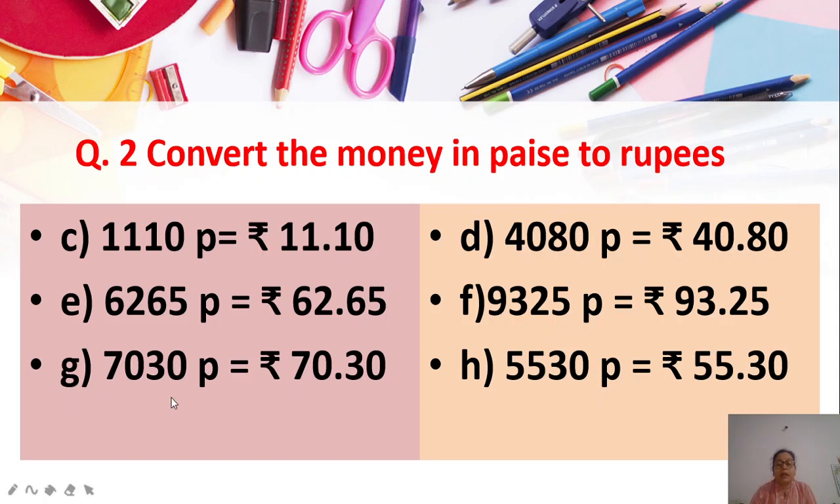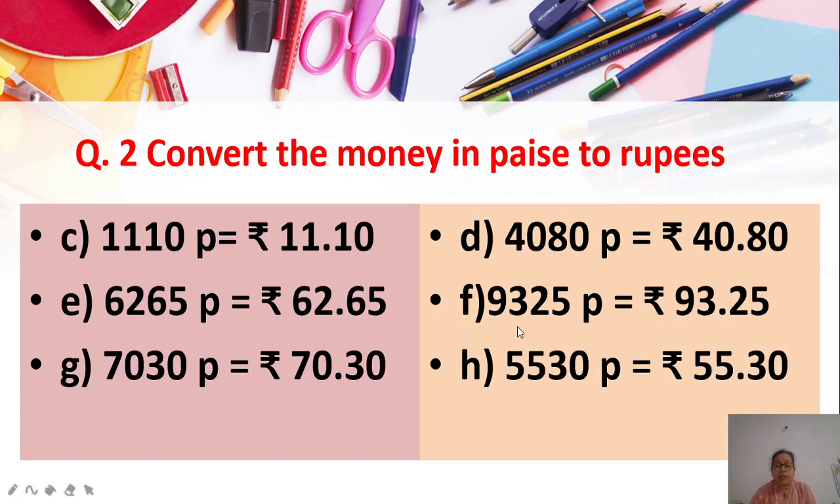Just have a look at G question. It is 7030 paise. We have written the rupees symbol and we gave the dot after two places. Same way we have done our question number D, F and H. In D question we have 4080 paise. So we have written the symbol first. Then we have given dot after two places.